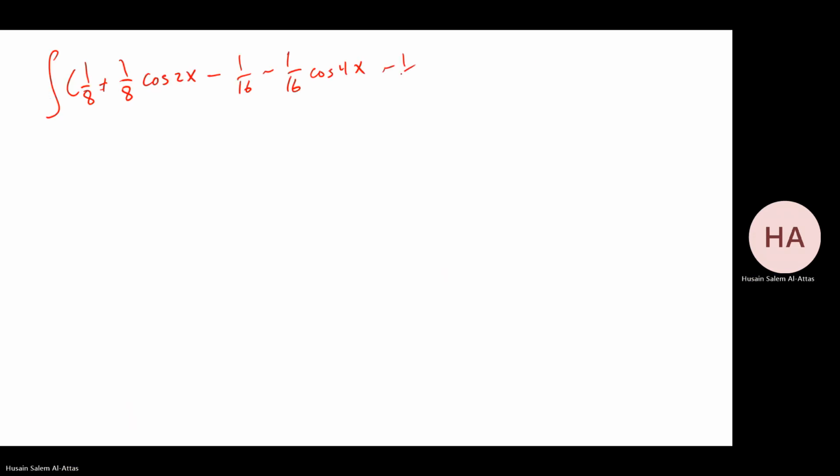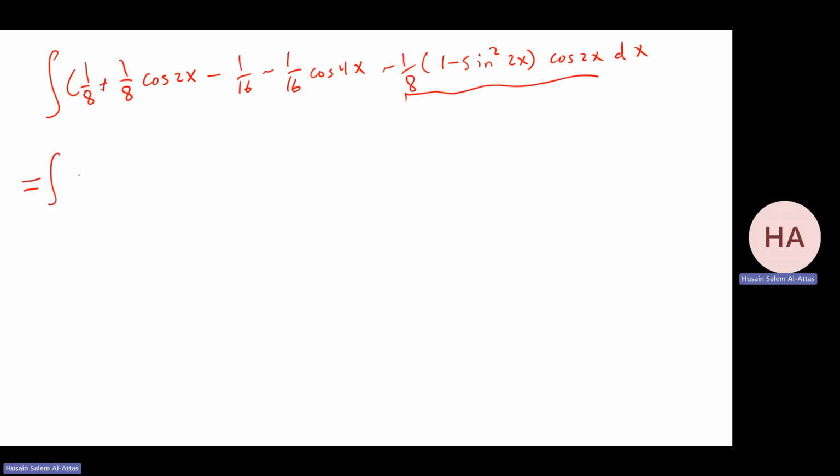Minus 1 over 8. Let me change cosine squared x into 1 minus sine squared x. Then it's cosine x dx, sine x dx. By the way, I can take this in another integral. That will be the integral, because now these are ready.